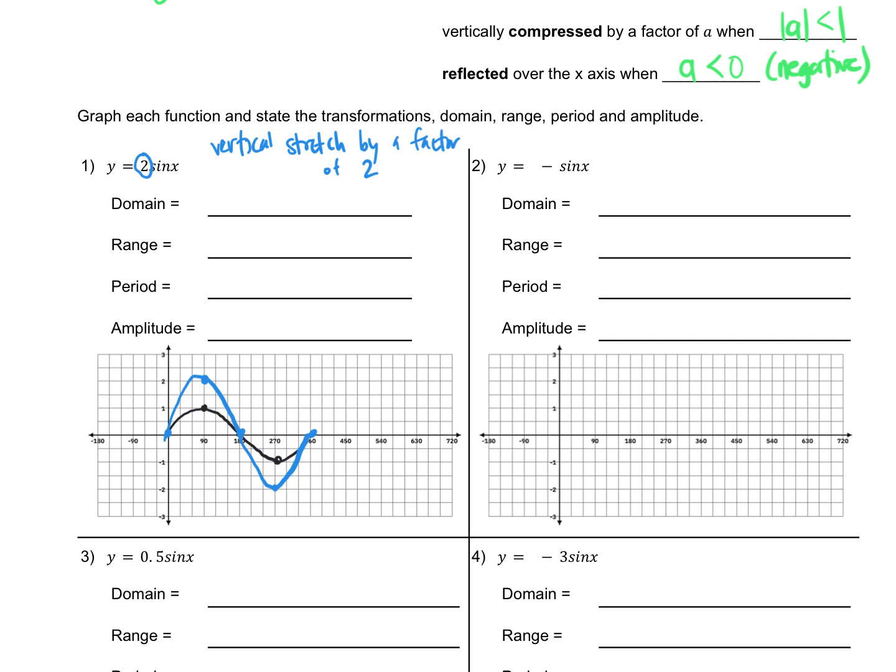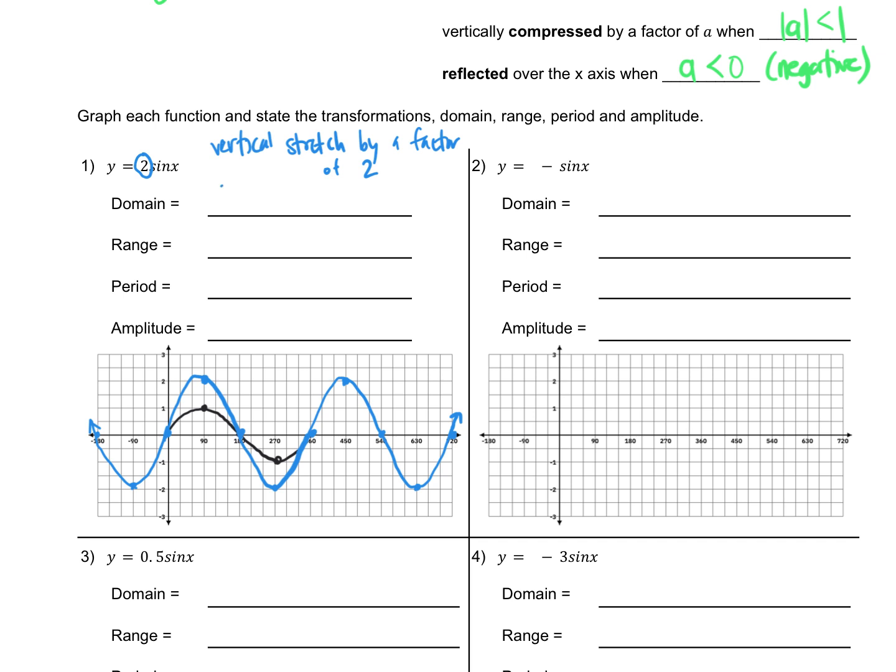Now I can continue this pattern. I have to copy paste this. I know my key points are every 90 degrees. So 90 degrees later, I'll hop up to my new maximum, then my midline, then my new minimum, back to my midline. And I'll continue to the other side as well, down to the minimum and midline. That's all I can fit here.